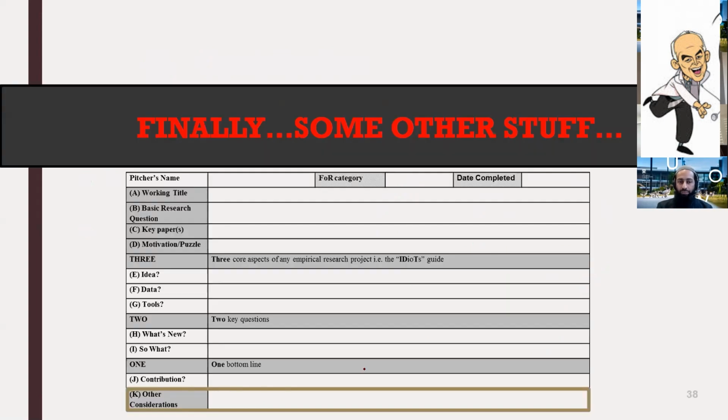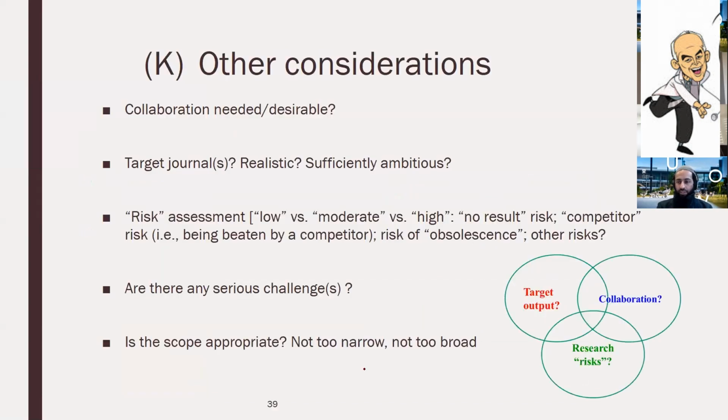the wider community. Then the final thing is other considerations that are very important. There are 3 things I want you to think about here: where you want to publish your project, so you're just starting, but think about the target outputs; do you need any collaboration; and what are the research risks involved?